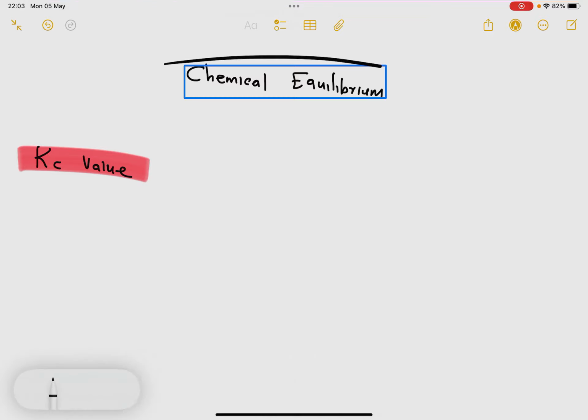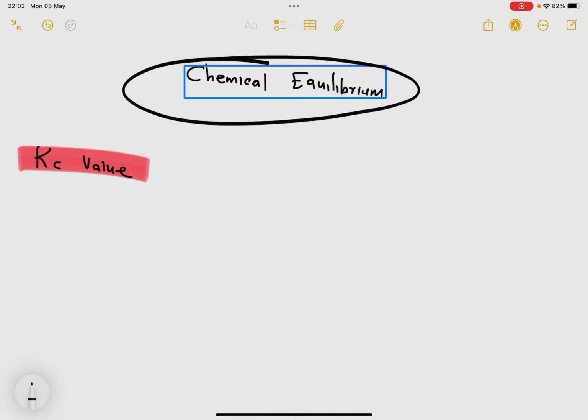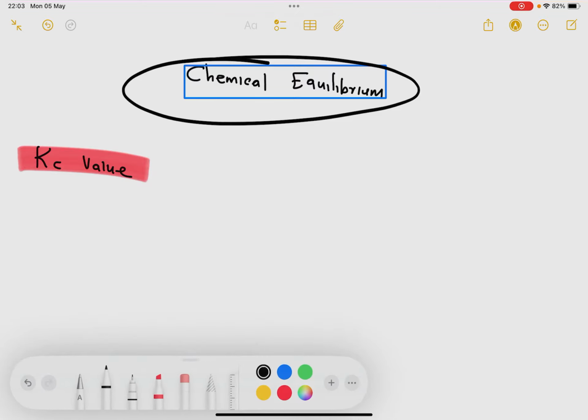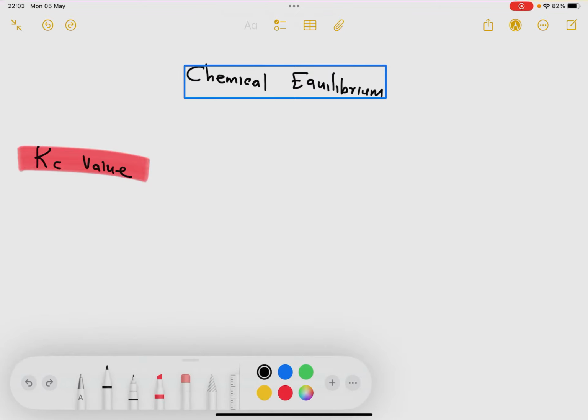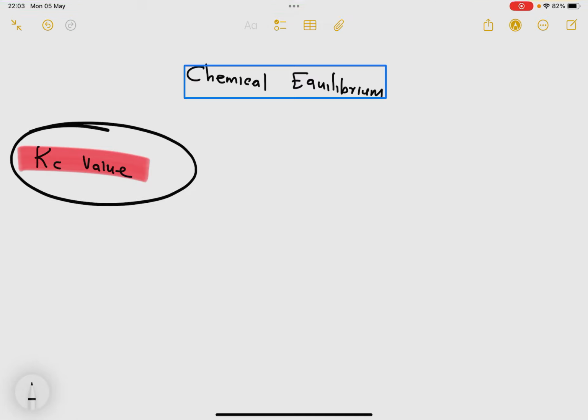So we want to look at chemical equilibrium. This is the topic that we want to start, chemical equilibrium. I'm going to define what chemical equilibrium is as we proceed with this topic. But for now, I just want us to look at the Kc value. So what is the Kc value, how do you calculate it, and what's actually happening?